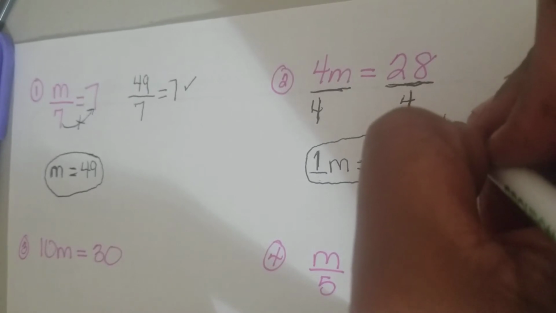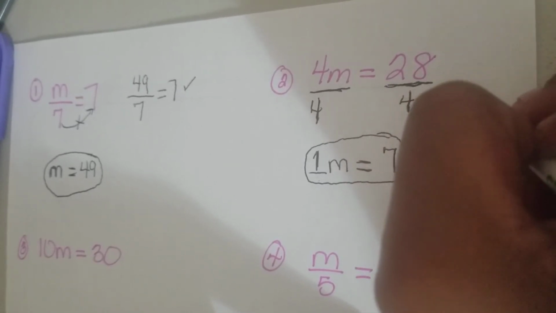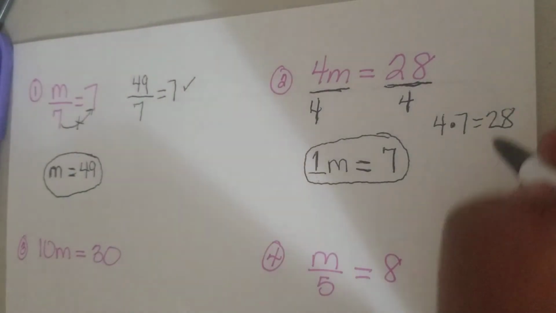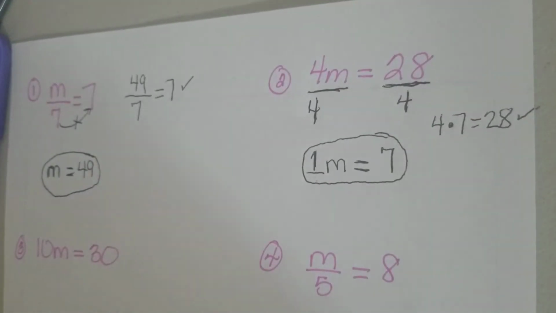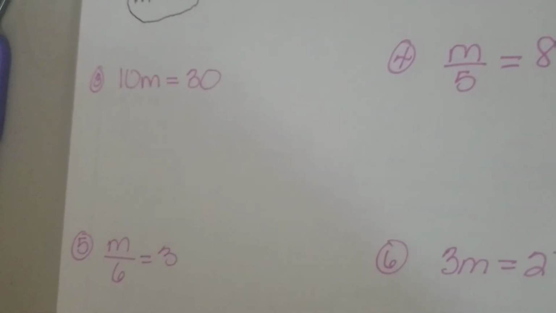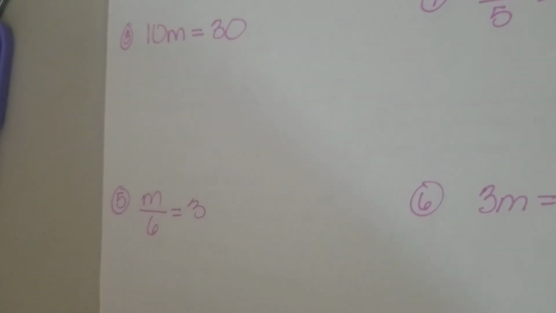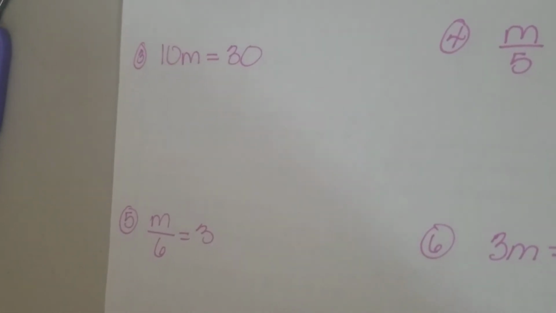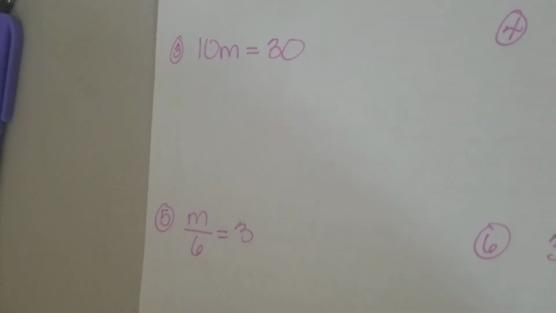Let's do this little dot. 4 times 7 equals 28. And that is correct. Okay. Now these should get a little bit easier because we've seen the steps. We know what we have to do. Now it's just showing that we can do it.